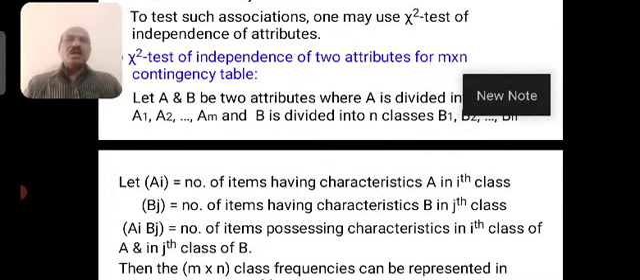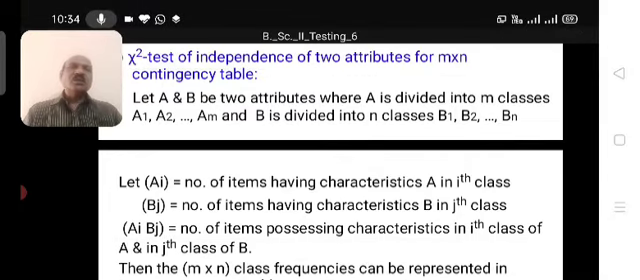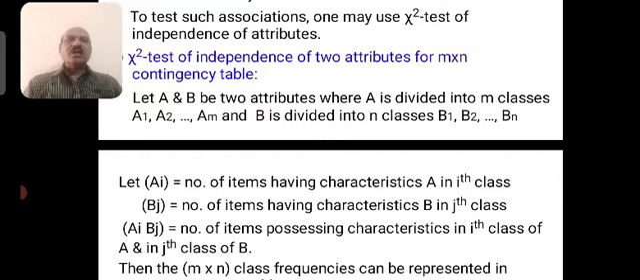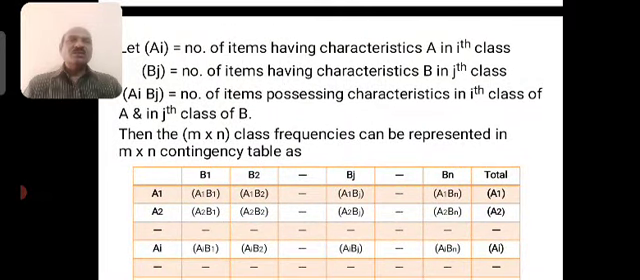Let A and B be the two attributes, where A is divided into m classes as A1, A2, ..., Am, and B is divided into n classes as B1, B2, ..., Bn. Let Ai be the number of atoms having characteristic A in the ith class, and Bj the number of atoms having characteristic B in the jth class. And AiBj is the common observations which satisfy characteristic A as well as characteristic B.